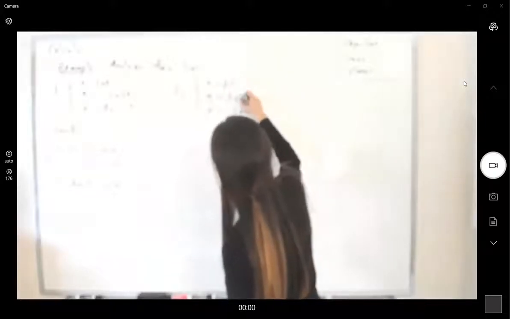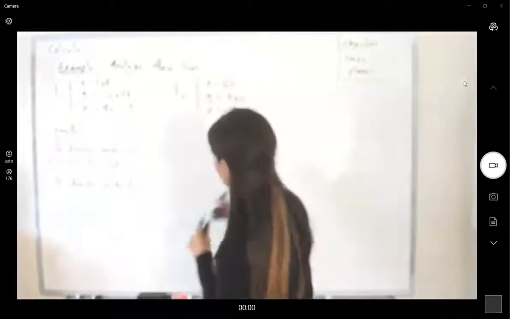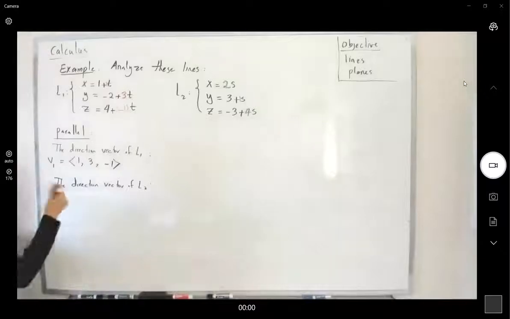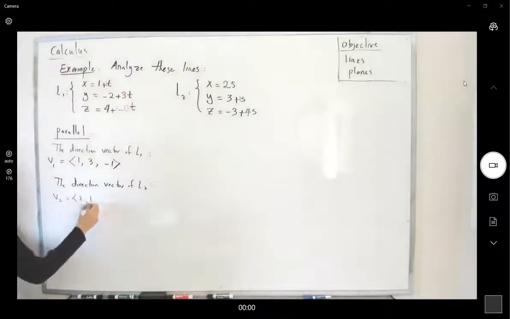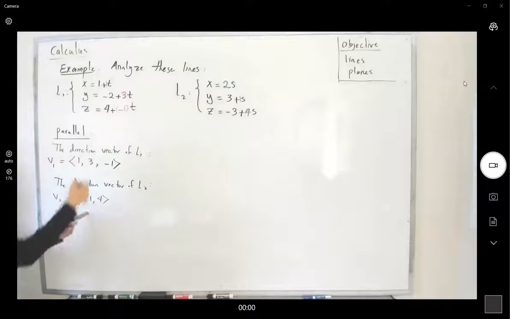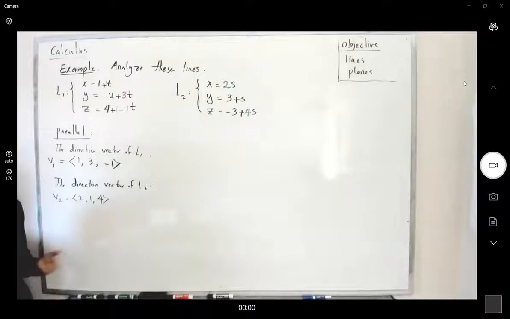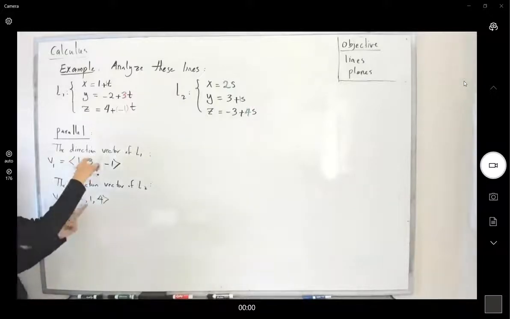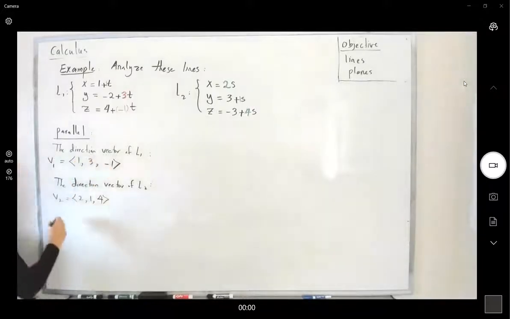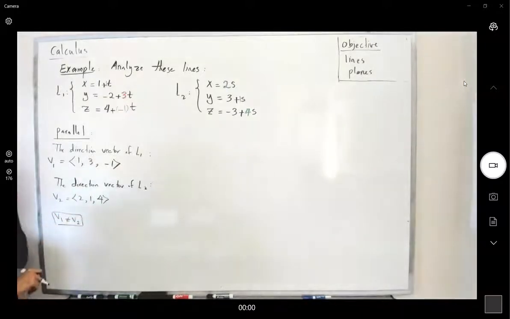2, 1, and 4. What is V2? So what's the relation between these two vectors? Are they equal to each other? No. The first component, the second component, and the third component are different from each other. So V1 is not the same as V2. They are not the same.